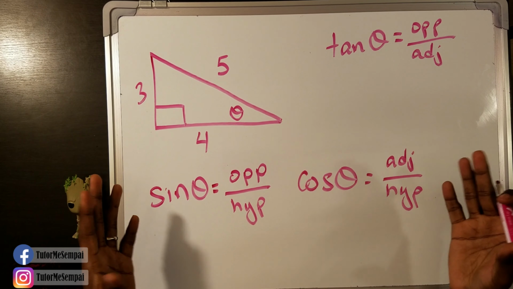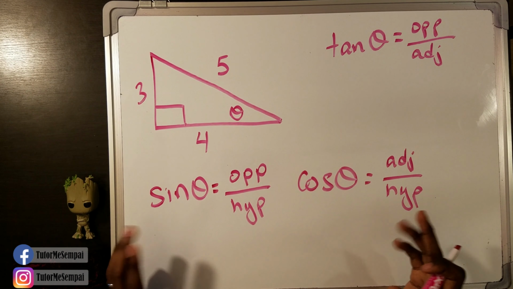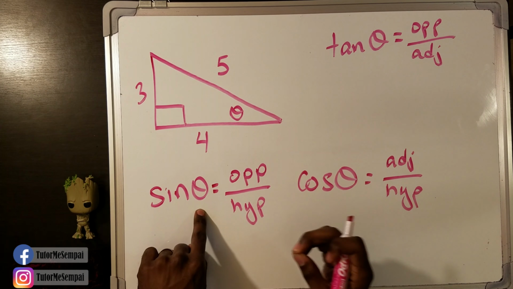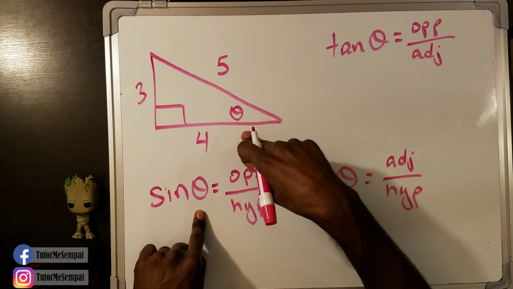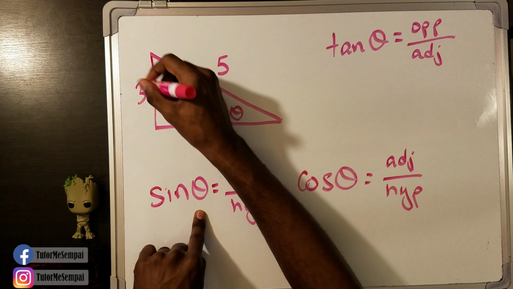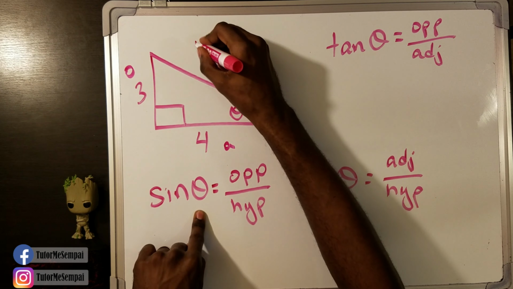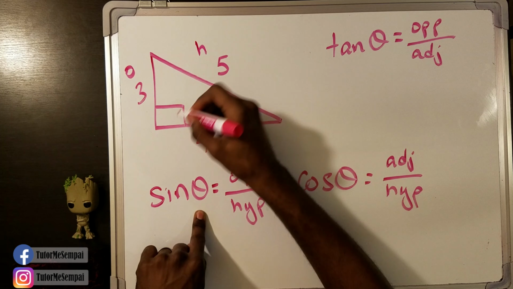So what does this mean for this triangle here? Now remember, we're going to be focusing on theta, and theta is going to dictate which sides are opposite and adjacent. So because our theta is here, we know that this is going to be our opposite side, so I'm going to put an O here. This is going to be an adjacent, and this is always hypotenuse because it's opposite our right angle.